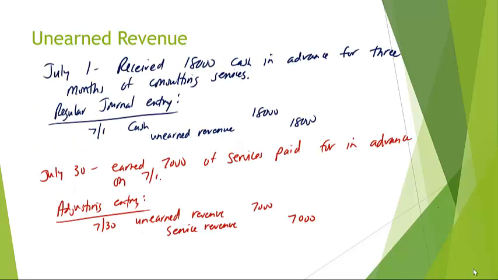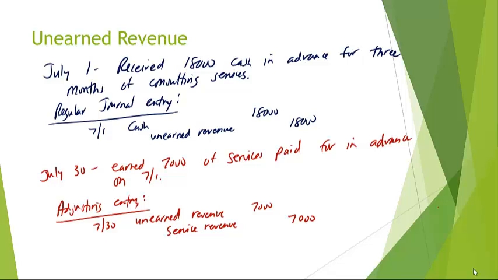So here is an example. On July 1st, we received $18,000 of cash in advance for 3 months of consulting services. So in this case, we do have a regular journal entry, not an adjustment, that we would have to record on July 1st. We obviously would debit cash for $18,000. That's the amount of cash coming into the business. And we haven't done any of these consulting services yet, so we would credit unearned revenue in the amount of $18,000. So that would be the regular journal entry that we would do.